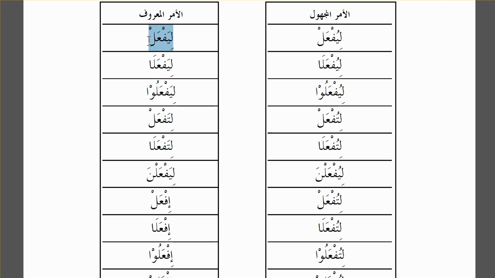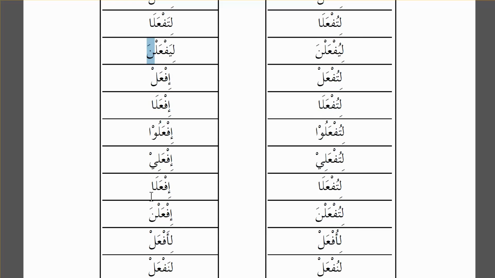So liyaf'al, liyaf'ala, liyaf'alu. Look closely. What happened? We put a lam with kasra at the beginning, we put a sakin at the end, and the noons were dropped off. Liyaf'alani became liyaf'ala. Liyaf'aluna became liyaf'alu. Same here: litaf'ala, litaf'al, litaf'ala, liyaf'alna. The noon stayed, but I explained to you why: because noon niswa always stays.